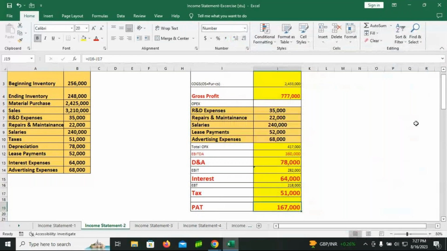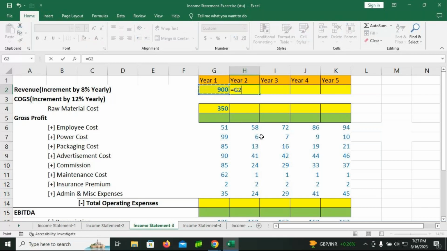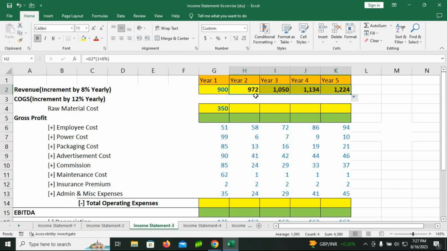Yes, ma'am. Okay, then let's go for income statement 3. Here they have given the revenue and the COGS in the beginning. They are telling the revenue will be incremented by 8% yearly. Like how we did it for P&L 1 and 2, the same way: equals 900 into, open bracket, 1 plus 8%. Close the bracket, enter. Now click here and drag it towards the right. So here there is an 8% increment on my revenue.